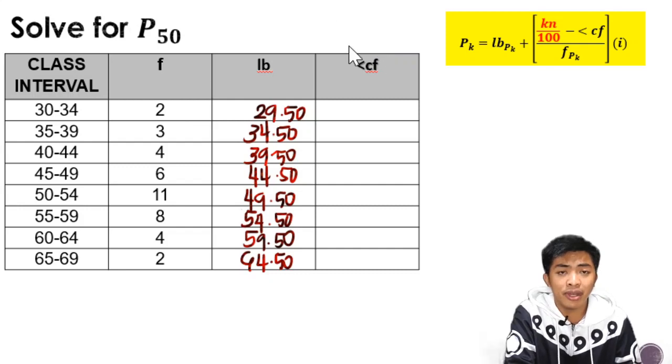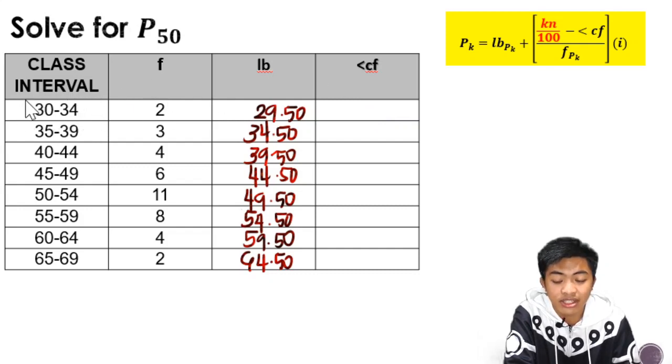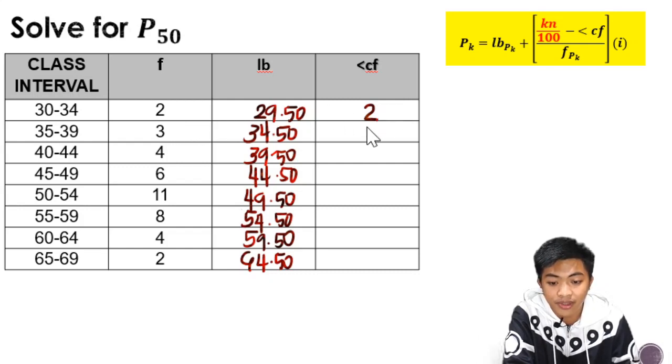So paano makuha to? Well, actually maraming nagkakamali dito kasi kung ano yung nasa taas, doon sila nagsisimula mag-add, which is actually not supposed to be. Kasi ang basihan ng less than cumulative frequency, well, actually, we are going to start adding from the lowest class interval's frequency. So, ang lowest class interval natin dito is 30 to 34. So, ang frequency ng lowest interval natin is 2. So, yun yung ilalagay natin dito. Then, after that, we're going to add this one here to the next frequency. So, 2 plus 3 is 5.